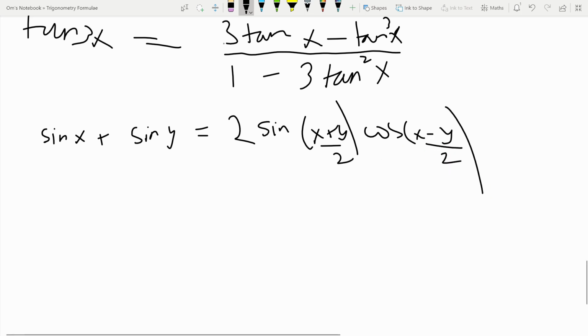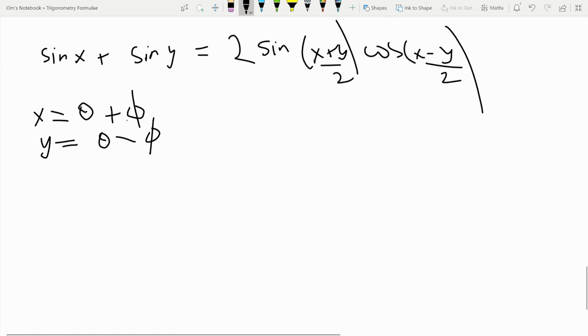Now, to derive this, I'll actually take two angles. I'm going to express x in terms of, say, theta plus phi, arbitrary angles theta plus phi, and y in terms of theta minus phi. Alright, so when I do that, I can actually write sine of theta plus phi plus sine of theta minus phi.